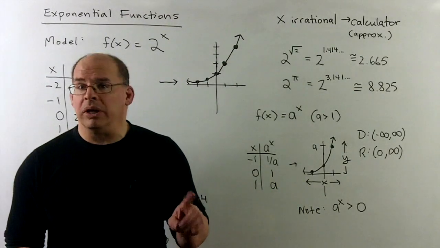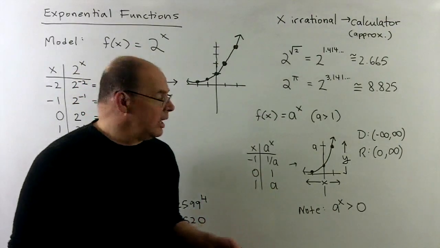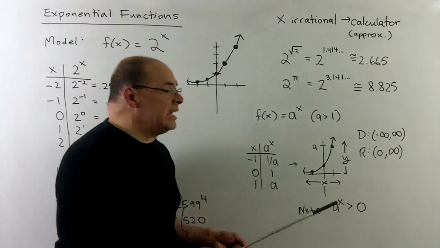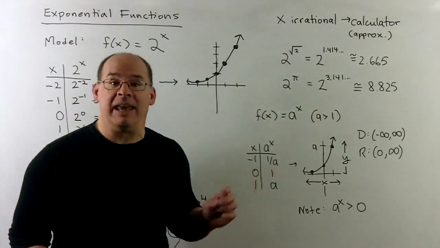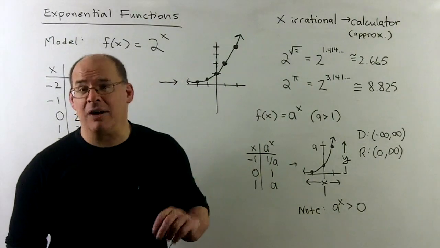Really important thing to note here, easy to overlook. If I take a to any number, that's always going to be a positive number, even if you put in a negative exponent. So be careful with that.